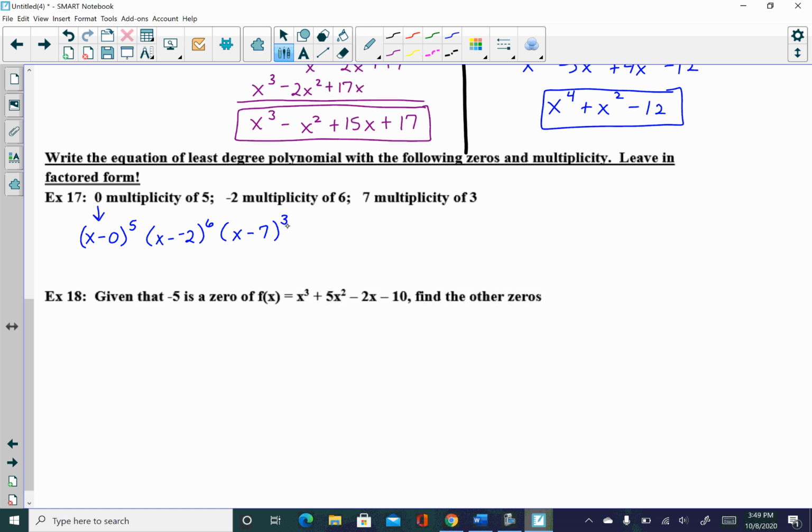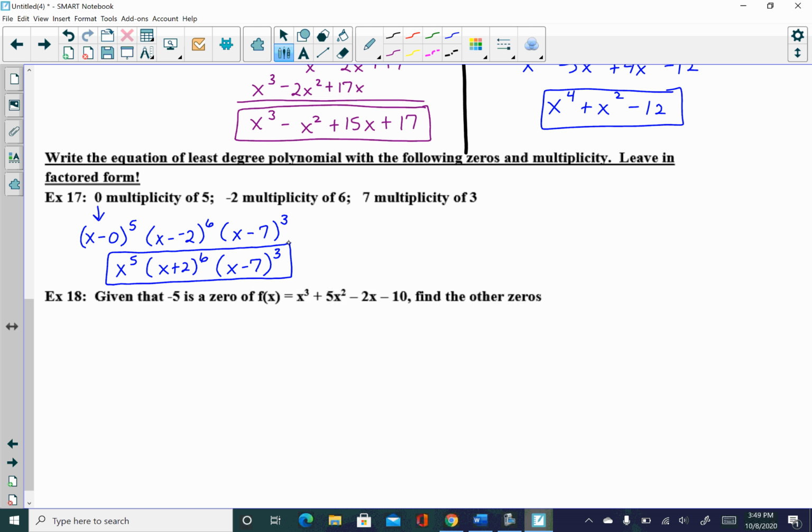So the last thing I want to do here is just clean up. x minus 0 is still x, so I can just rewrite this first term as x to the 5th. Clean up my next parenthesis and make that x plus 2 to the 6th power. And the last parenthesis just will stay the same, x minus 7 to the 3rd power. And there you have it.